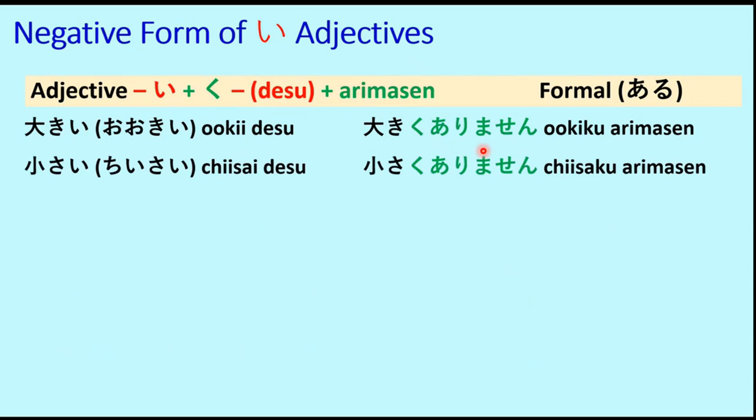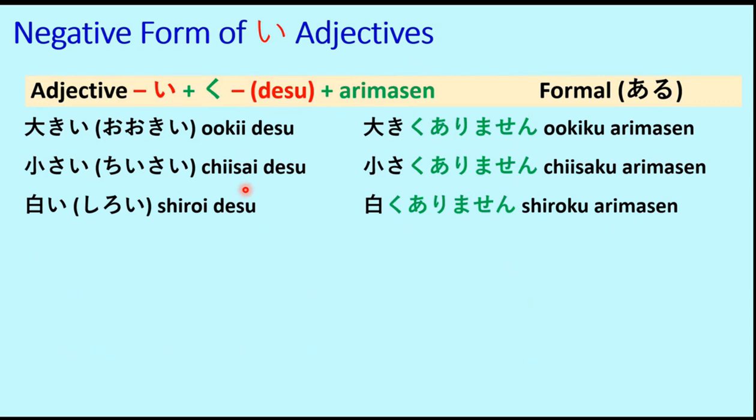Let's take one more example. Chiisai desu becomes chiisaku arimasen. Ookiku arimasen and chiisaku arimasen. And in the positive form, it is ookii desu, chiisai desu. Shiroi desu becomes shiroku arimasen. So this is the formula: adjective minus i, plus ku, minus desu, plus arimasen.